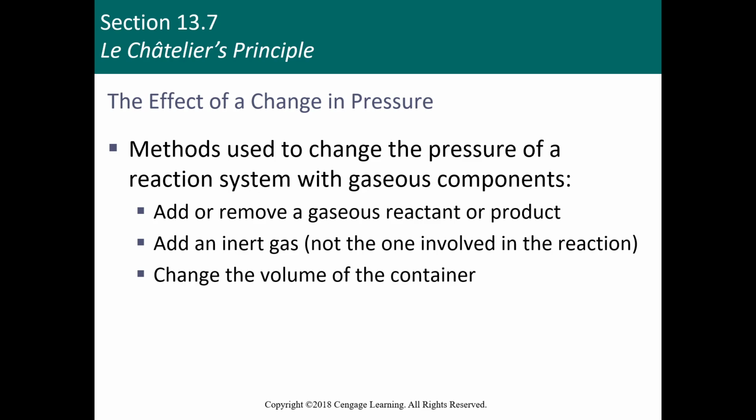All right, now, the effect of a change in pressure. So methods used to change the pressure of a reaction system with gaseous components. You can add or remove a gaseous reactant or product. If you add a gaseous reactant or product, that will change the pressure, right? If you remove it, it will lower the pressure. You can add an inert gas, so one that's not involved in the reaction. The more gas you have, the greater the pressure you'll have.